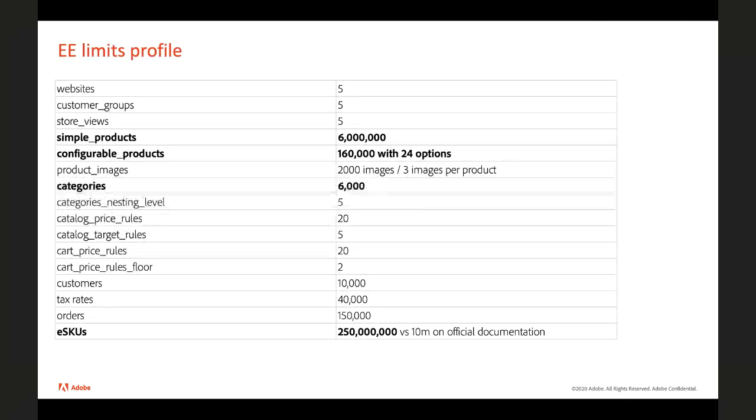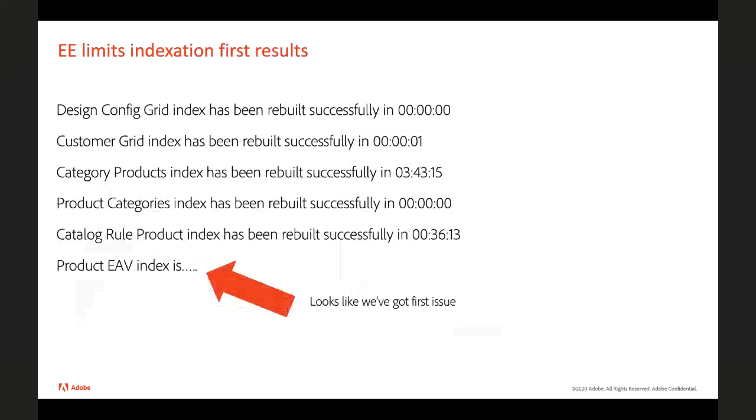Previously, the maximal amount that we tested was 10 million. Let's see how it goes. At the beginning, we had an issue with the product EAV index, and it ran more than 12 hours. So I stopped the processes, checked the documentation, and guess what?